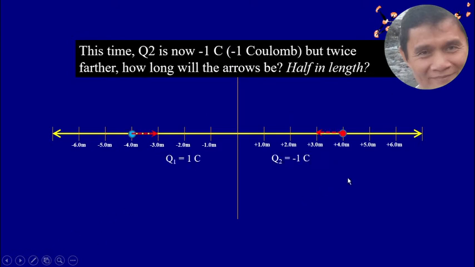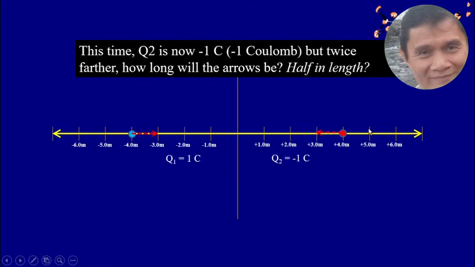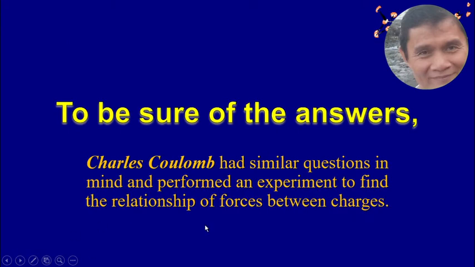Now, we do the same if we make Q1 negative. How much this time? Earlier, both were positive. Then this time, negative. So, how long will the arrows be? Will it still be half in length? And so on. So, to be sure of the answers, Charles Coulomb had similar questions in his mind and therefore performed an experiment to find the relationship of the forces between charges.